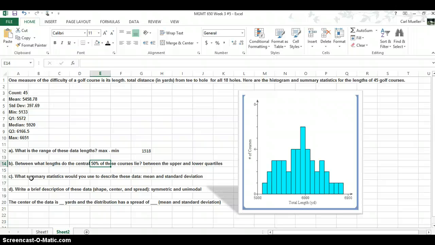You want to synthesize how long, in terms of yards, the courses are that we're talking about. If the average is 5,400, as we see here, the mean, and the standard deviation is 397, that means we've got some pretty good variation in terms of yards. Applying this to the real world, some courses might have longer holes, in golf lingo, par fives as opposed to par threes. So it gives you a good sense.